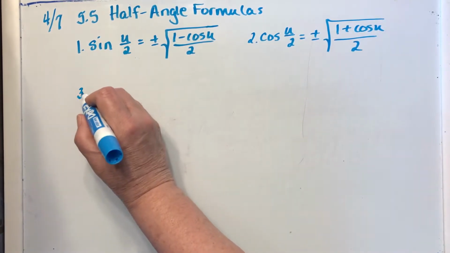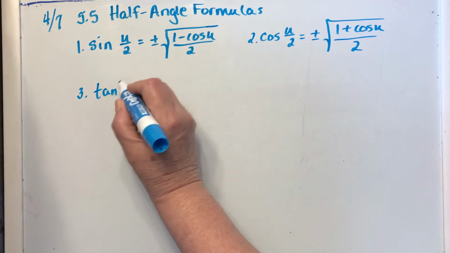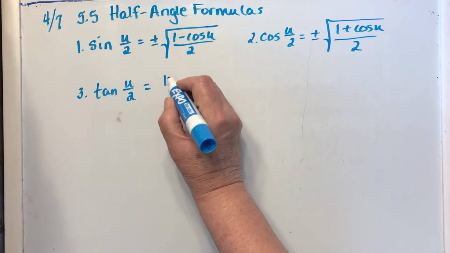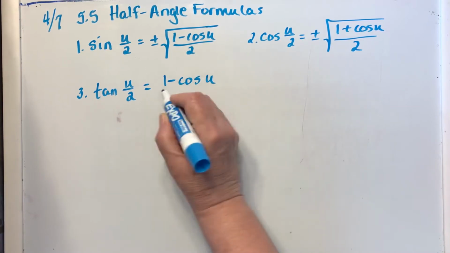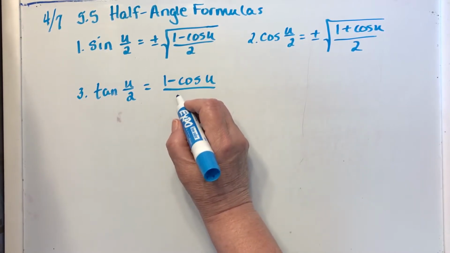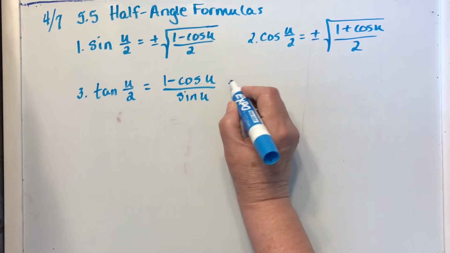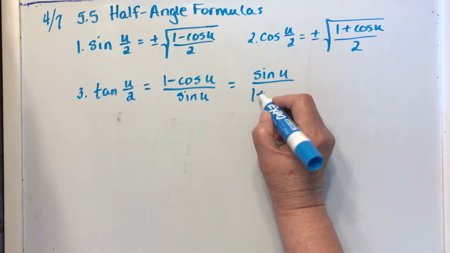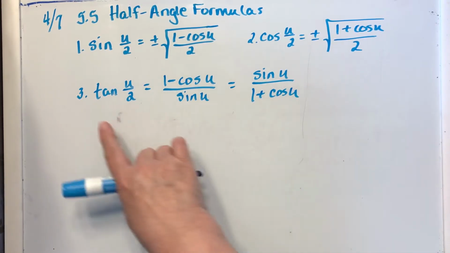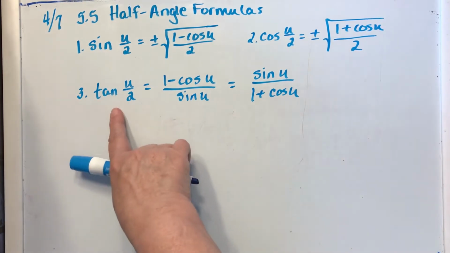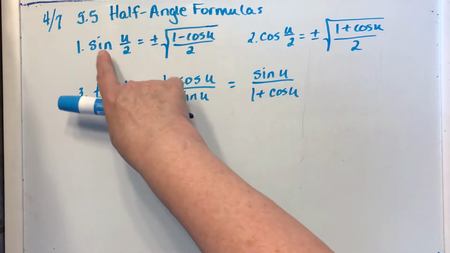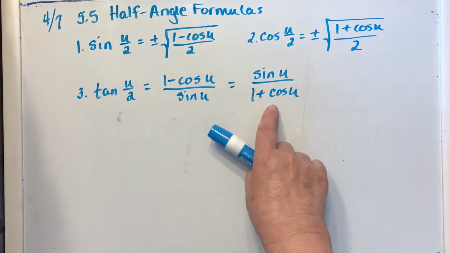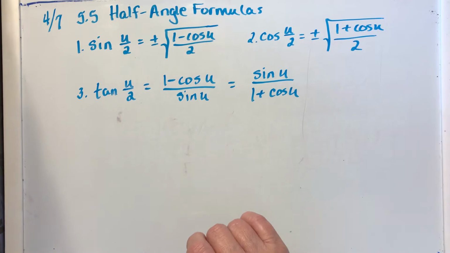And we are going to go ahead and write a formula for the tangent of u over 2. It is equal to 1 minus the cosine of u over the sine of u, or the sine of u over 1 plus the cosine of u. And also the tangent of u over 2, we can also use the definition of tangent and use the sine of u over 2 over cosine of u over 2. But actually sometimes either one of these will be an easier formula.